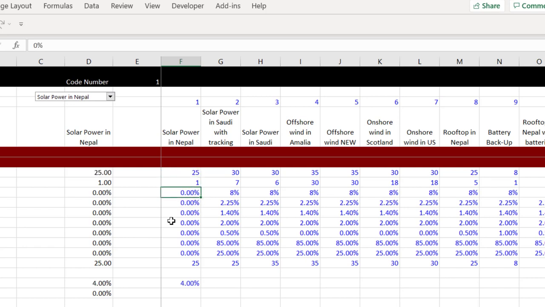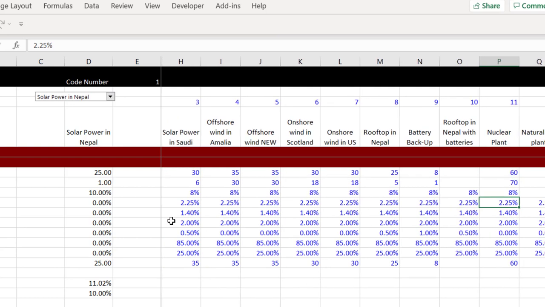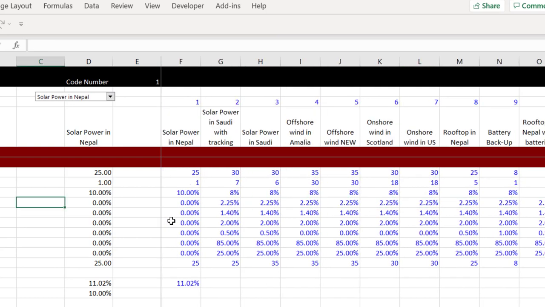Now, what I have done is put different assumptions in different places for different technologies. Here's the problem in the world. We get different interest rates and different returns, and for different technologies we have different lifetimes and construction periods, and the project finance model will incorporate all of these things.